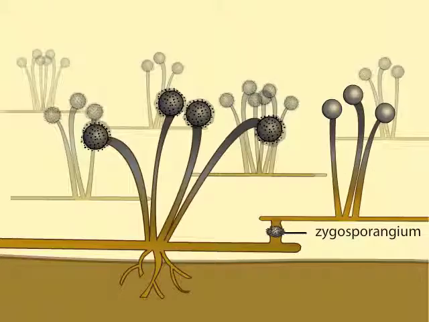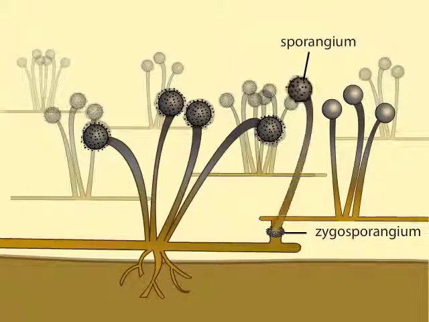The diploid nuclei within the zygosporangium then undergo meiosis, and a sporangium sprouts. The sporangium contains the products of meiosis, haploid nuclei that are incorporated into spores. When the sporangium opens, these spores will disperse and germinate to form the next generation of haploid hyphae.